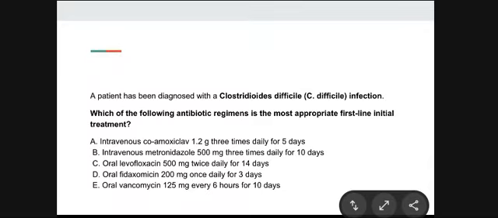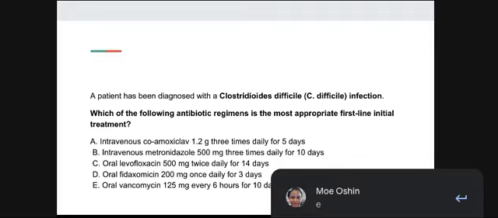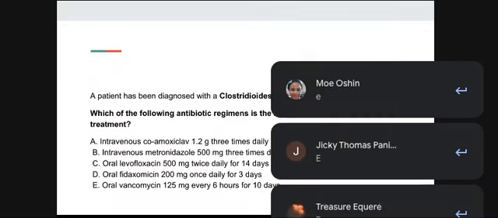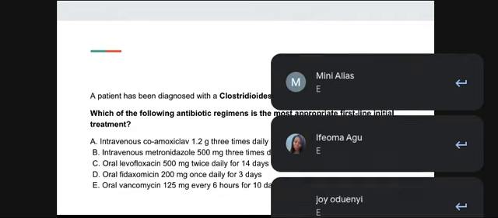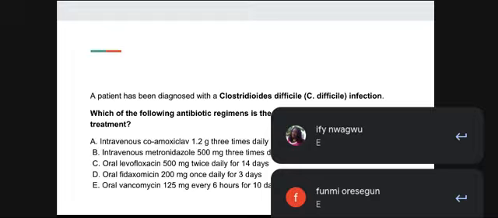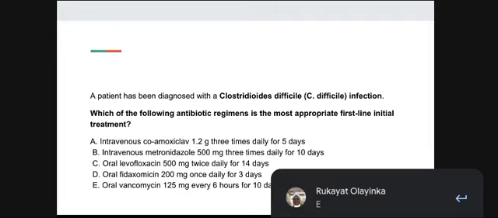Patient has been diagnosed with a C. difficile infection. Which of the following is the most appropriate first line initial treatment? Yeah, so everyone is going for vancomycin. That's correct, okay? For an initial episode of C. difficile infection, vancomycin is recommended as first line.